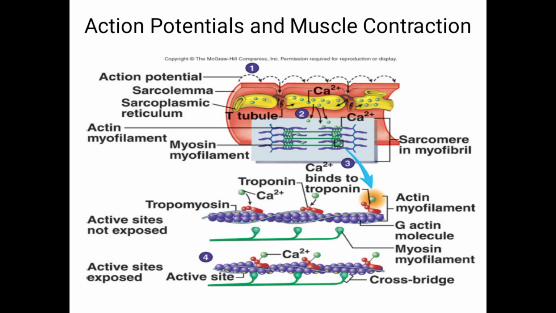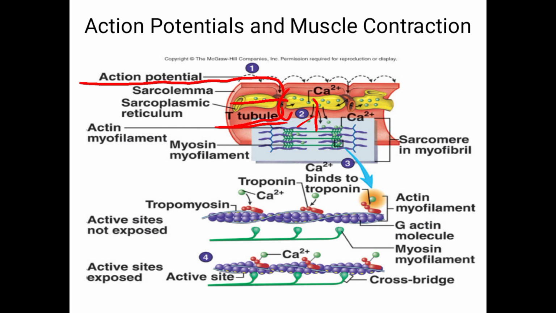Now, this is the first step: the action potential through the neuromuscular junction reaches the T tubules. The yellow color is the T tubules. It will travel. The second step, whenever the action potential is in the T tubule, the calcium is released. That is the second one. The calcium goes and binds to troponin C.